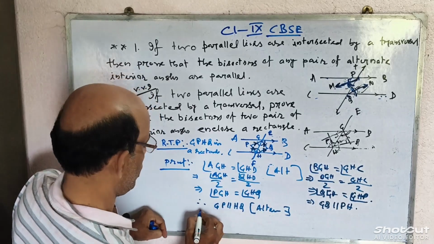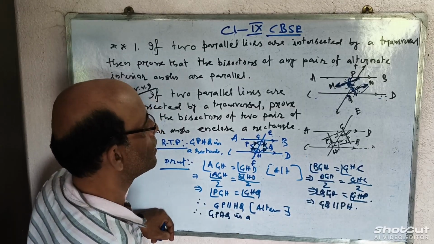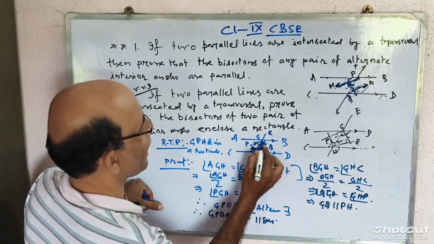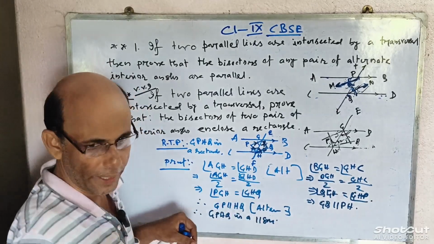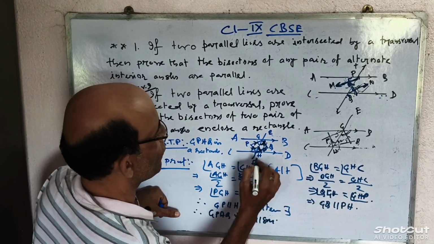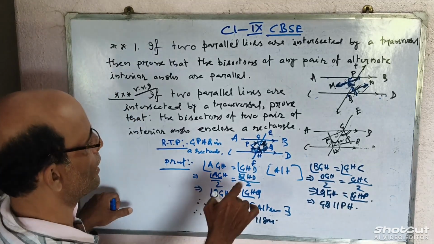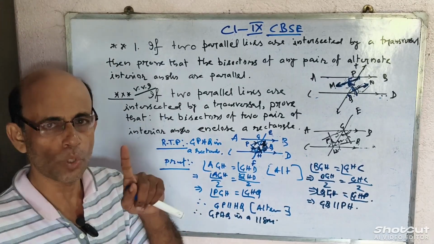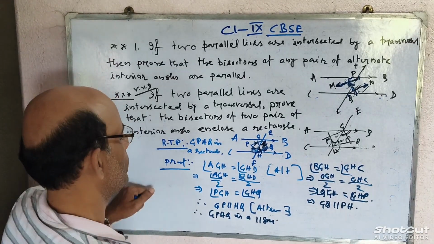Therefore GPHQ is a parallelogram. But in this figure these two angles are co-interior angles. Bisect, that means this plus this equals 180 degrees. Half of this plus half of this is equal to 90 degrees. Therefore, from this triangle, this is 90 degrees: 180 minus this plus this 90. Therefore this is a right angle. In a parallelogram, if one angle is a right angle, then it is a rectangle.